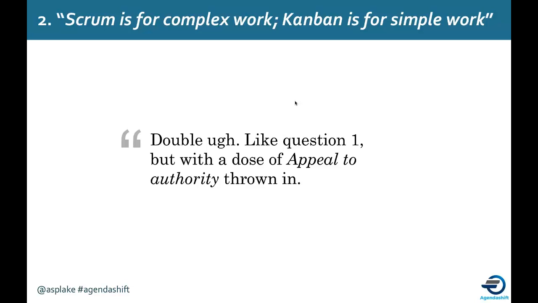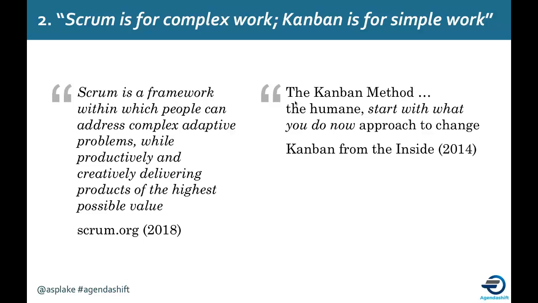And to explain the appeal to authority, I could go back to that definition of Scrum we saw a minute ago. What I'll instead do is show you the new version from 2018. Scrum is a framework within which people can address complex adaptive problems while productively and creatively delivering products of the highest possible value. Again, some good stuff in there with some jargon that for me feels a bit clunky actually, but hey, it's not my definition.